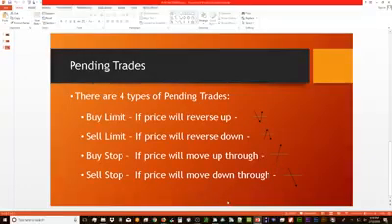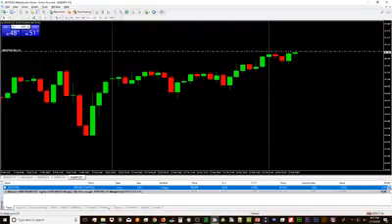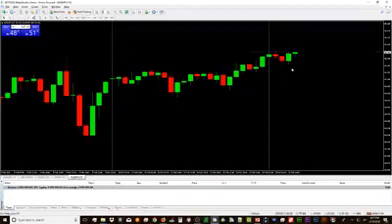More than likely you won't be able to actually see the entire thing executed, but you will be able to see how we place these. So let's take a look at our buy limit. We're going to take a look at all 4 of them. We're going to delete these, just hit the X here.